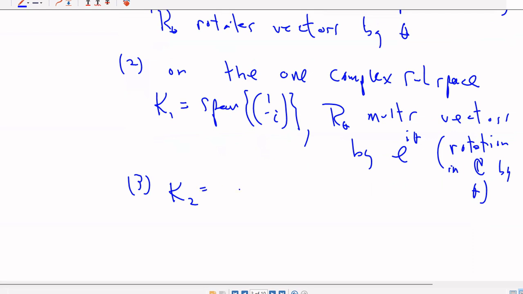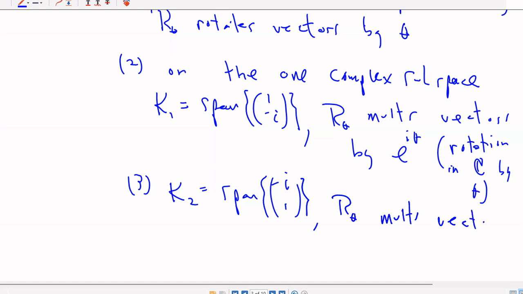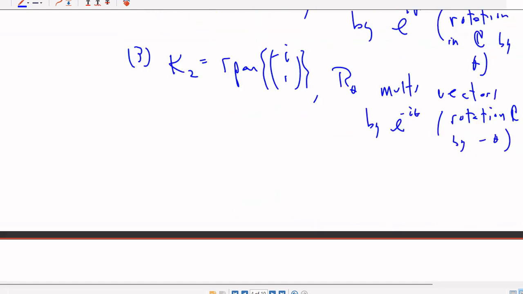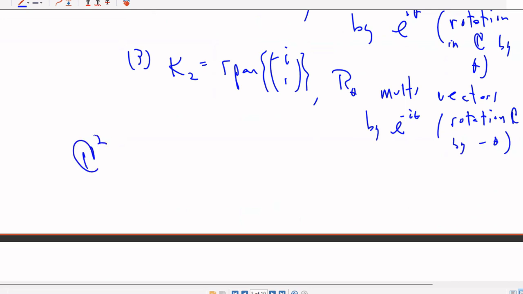And then for the span of the other one, K2, which is negative i, 1, R theta multiplies vectors by e to the minus i theta. This is rotation in that one-dimensional complex plane by negative theta. To see the total action here, if you look at C2, you can make a little diagram. You get K1 and K2. These are orthogonal subspaces of C2. And then somewhere in between the two of them, you get R2.